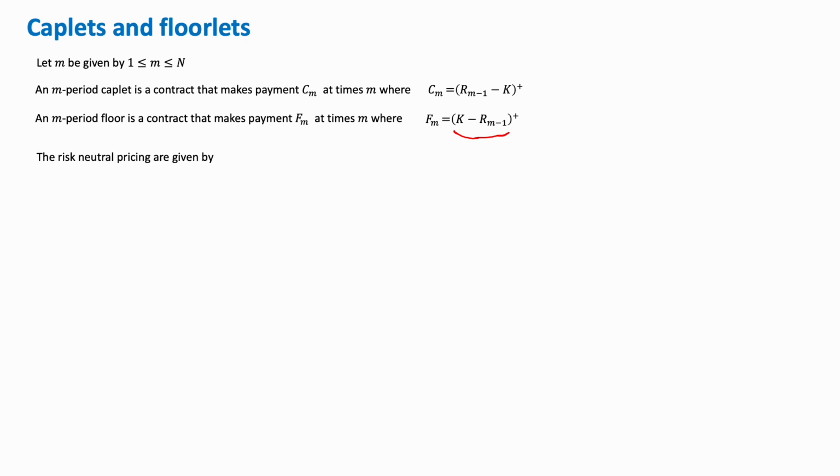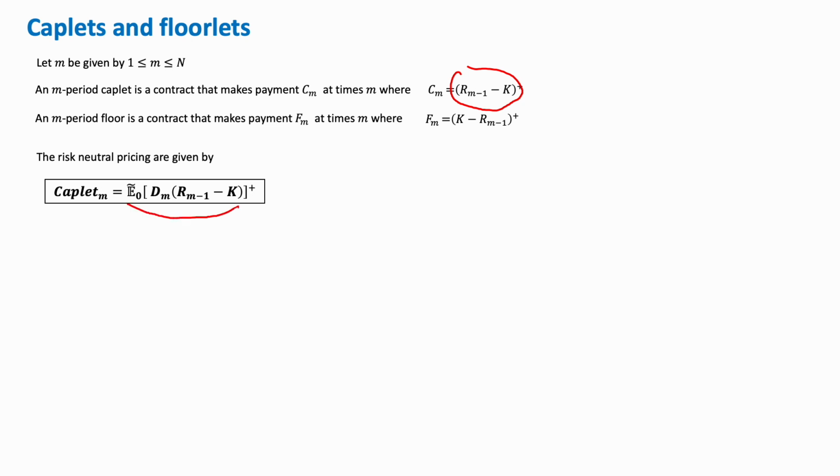So now let's see how we can price this instrument. A caplet is paying this amount at the given time m. So naturally, the pricing is just taking the expected value in the risk neutral world of this amount discounted at the time that we're receiving this cash flow. We're receiving this cash flow at time m, so it's going to be multiplied by D_m. This is just the risk neutral pricing formula for caplets. And for a floorlet, naturally, it's the same thing. It's just the cash flow that you discount to the present.